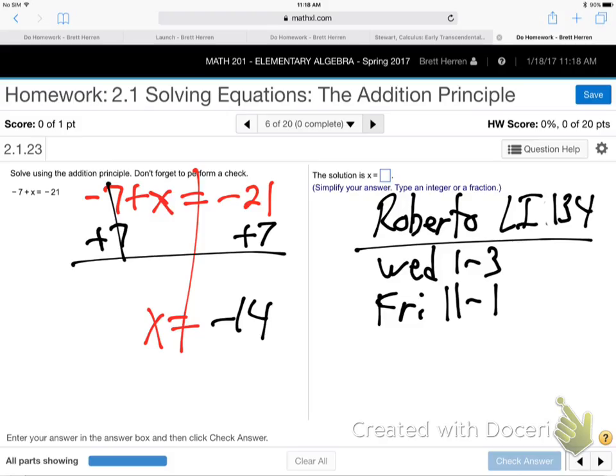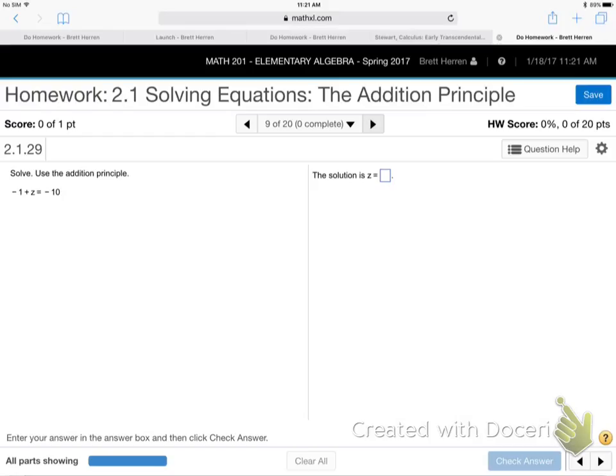Great, thank you. All right, let's see. It's fractions. You've got a fraction one on number 9? We're on 2.1, right? Yeah, number 9, it's a fraction. Well, that's quite a difference. All right, let's see. Minus 1 plus z equals minus 10. Try that one. You can solve that one.